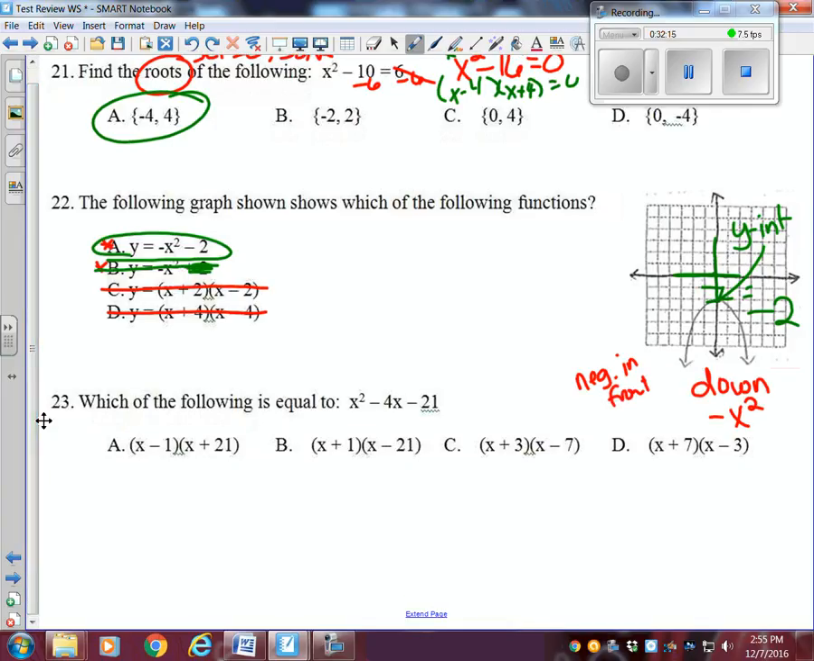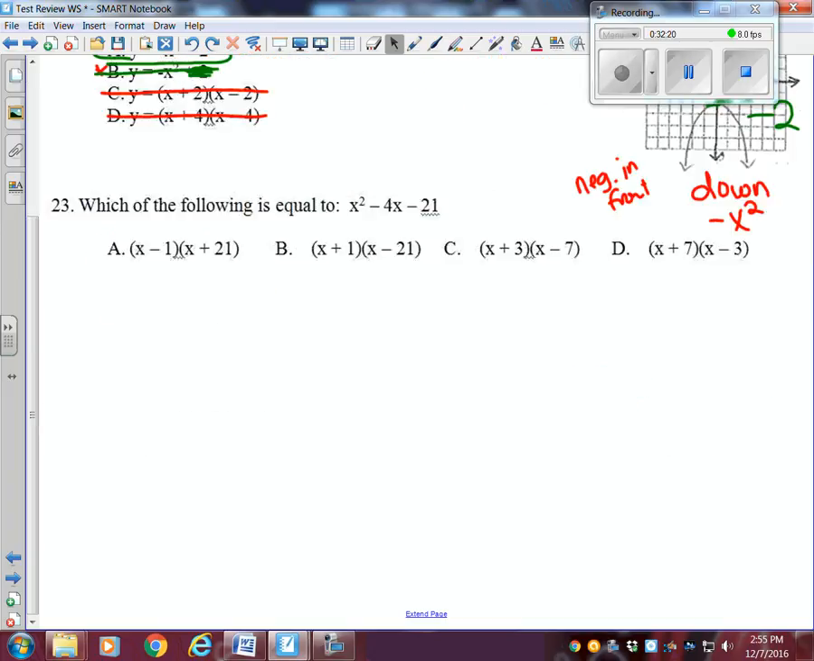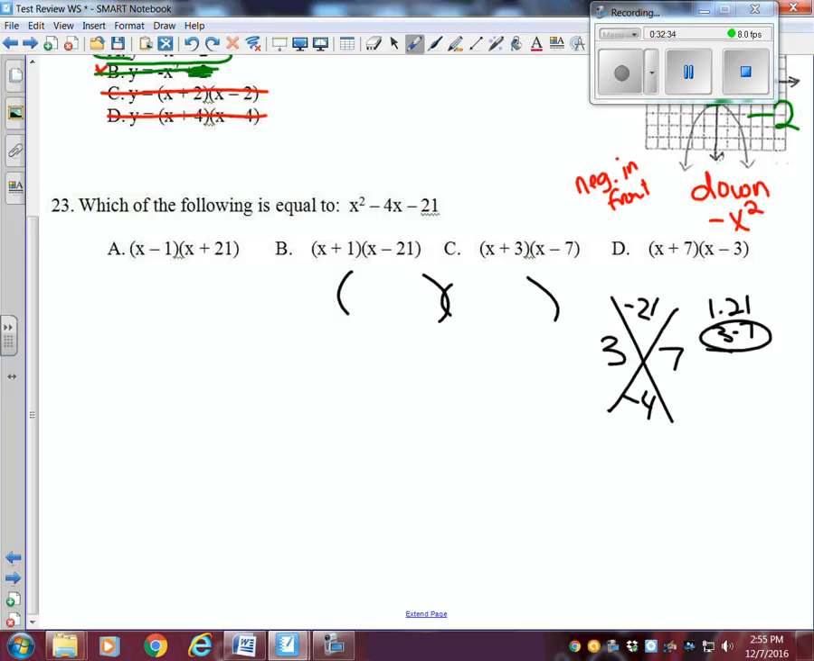Which of the following is equal to? And I'm noticing my answers are all parentheses. So being as that's the case, I just need to factor. X puzzle, negative 21, negative 4. 1 times 21, 3 times 7. The last term's negative, so I'm going to mentally subtract, so I need a 7 and a 3. Just to get the signs right, the bigger number matches the sign of the middle term, so the 7 needs to be negative and the 3 is going to be positive.